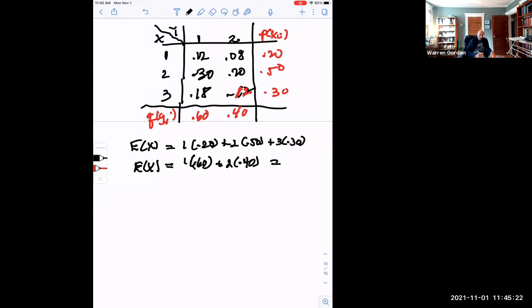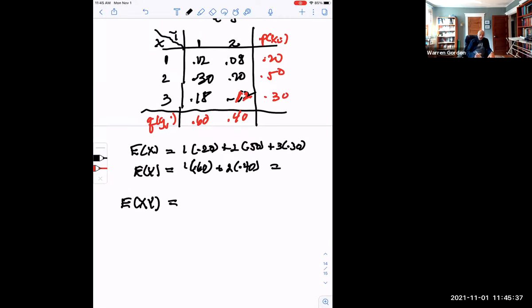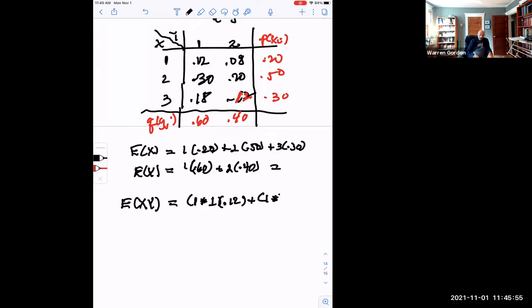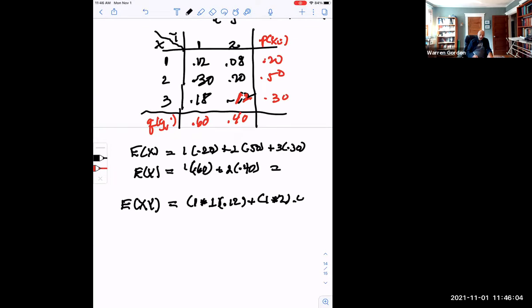So now the question is, how do I compute E of XY? Well, I can show you the long way in a moment, but the short way is really very simple. Take all possible products and multiply them by the probabilities. For example, what are the possible products? X could be 1, Y could be 1, and that probability is 0.12. Or X could be 1, Y could be 2, and that probability is 0.08.